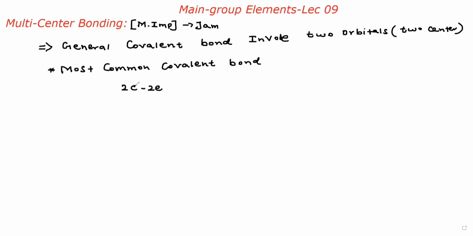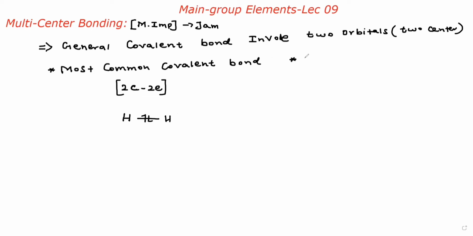The C means center, and E means electron. The two center, two electron bond. What is the example? Hydrogen. I take hydrogen and hydrogen. What does center mean? Number of atoms. Therefore, one hydrogen, two hydrogen, and two electrons. This is the common covalent bond.